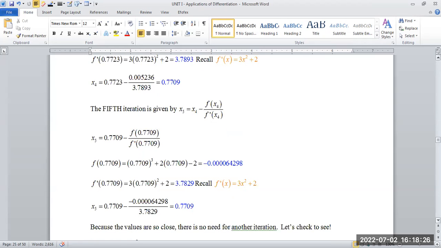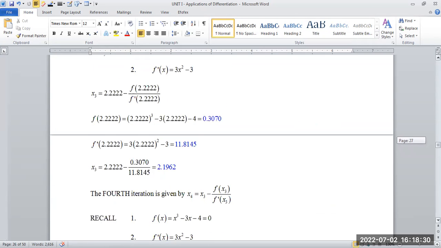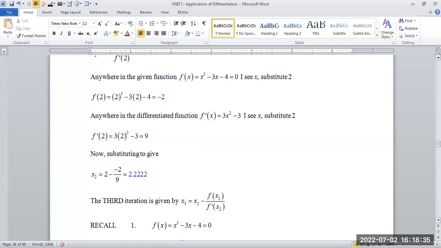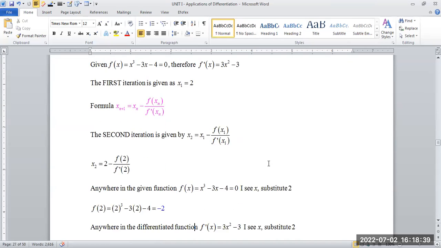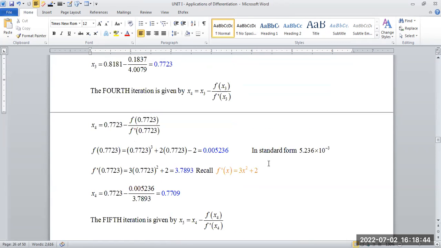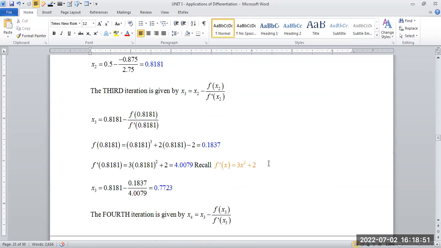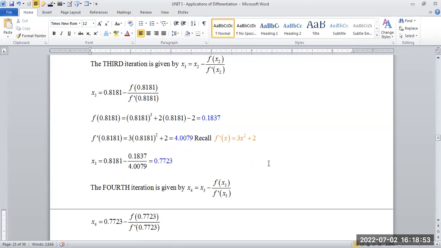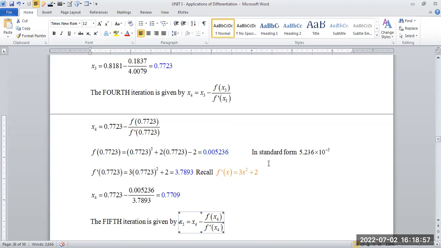How many decimal places did they ask us for? Two. All right, so it means that I don't have to go to the fifth one. My third iteration is 0.7723, so to 2 decimal places we pick 0.77. After 0.8181, we get 0.77, and the fourth iteration to 2 decimal places is 0.77. So my answer is going to be 0.77.